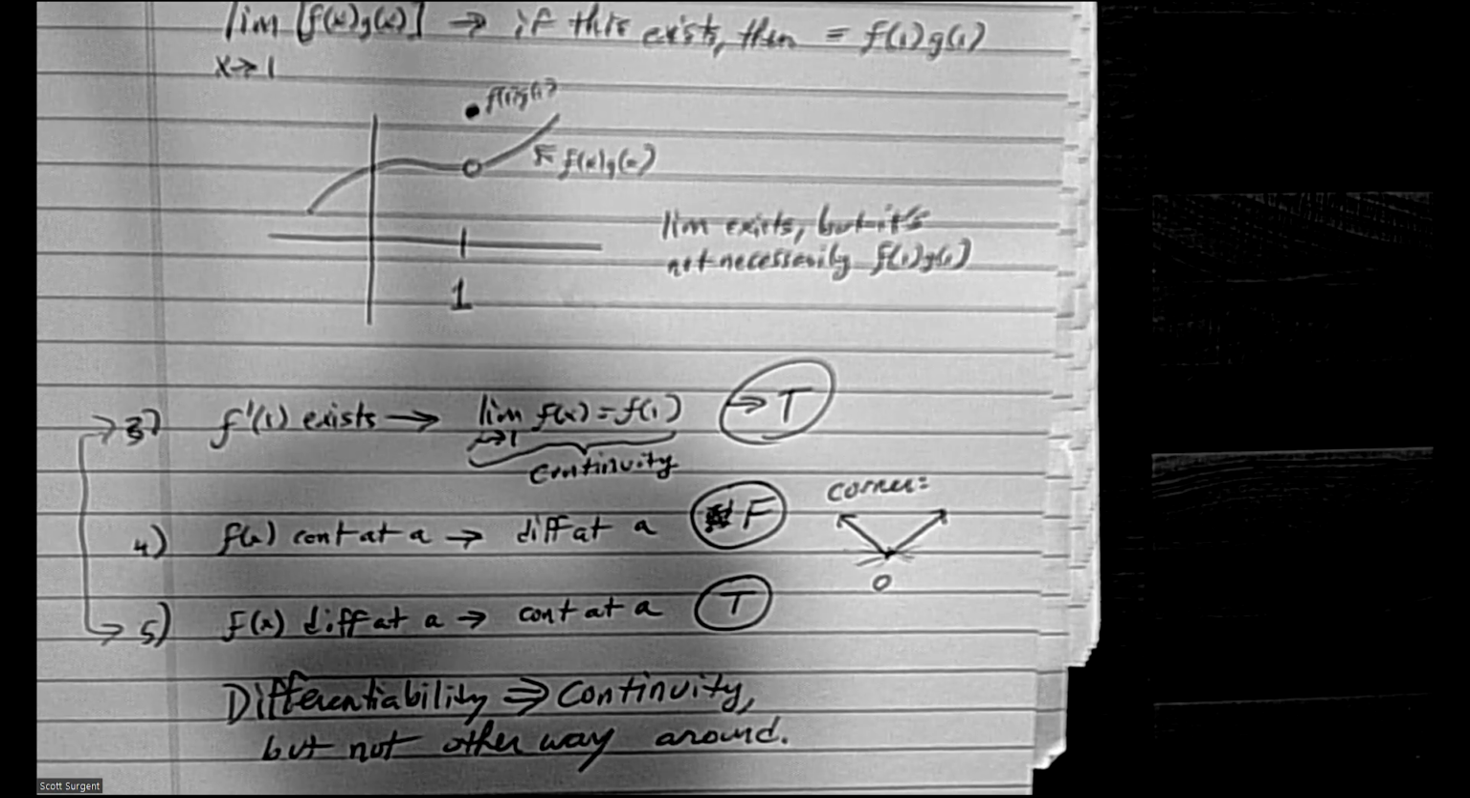All right. I have a follow-up question with that then. Can you differentiate at any point on that line but that hole? You can still differentiate the function, but not necessarily at that particular hole. Yes, exactly. You can still differentiate elsewhere.